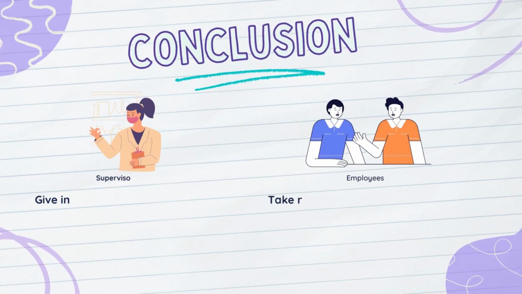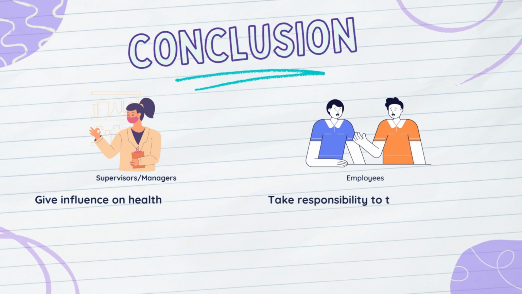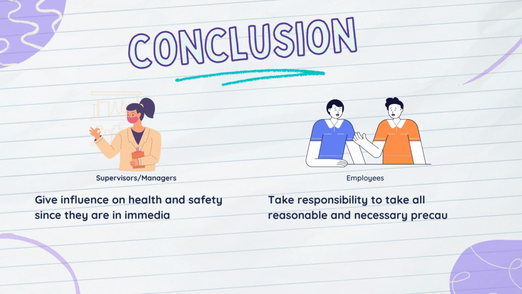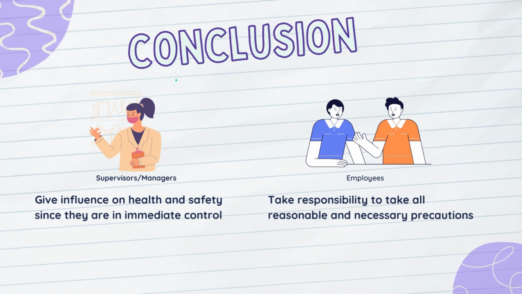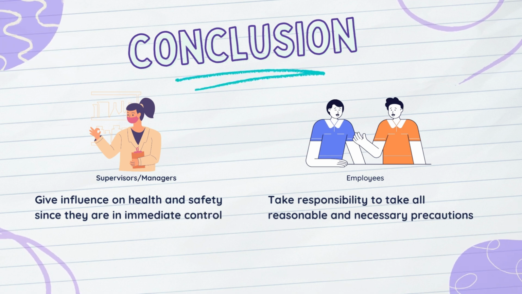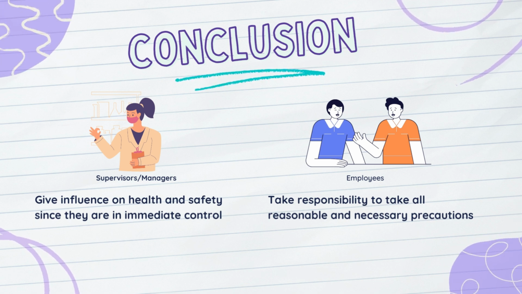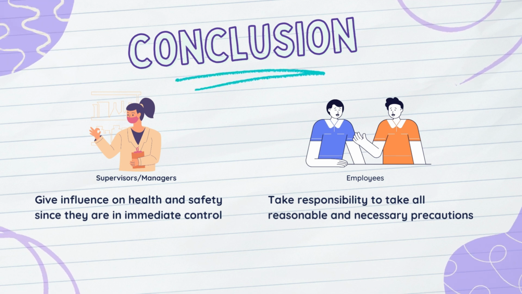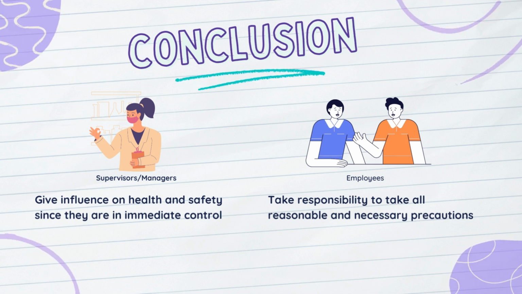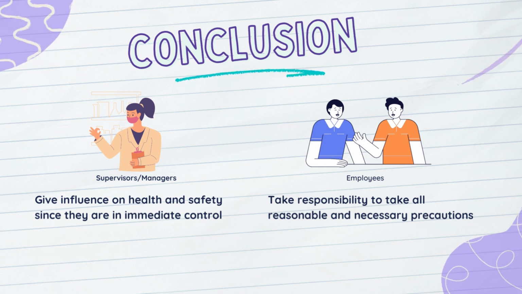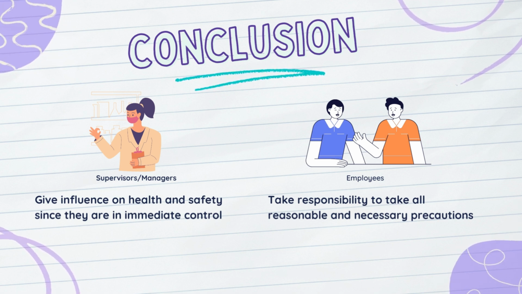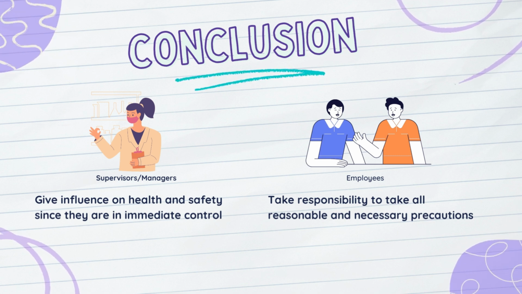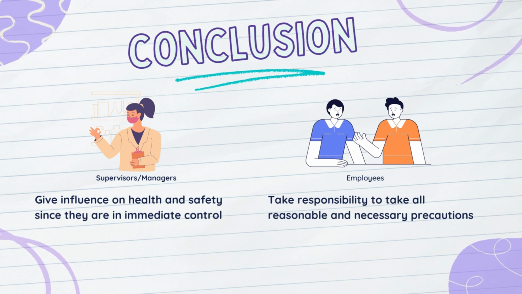In conclusion, managers or supervisors can give influence on health and safety since they are in immediate control, and it is up to them to keep a constant watch for unsafe conditions and take immediate actions. Besides, employees have a responsibility to take all reasonable and necessary precautions to ensure their health and safety, and that of anyone else who may be affected by their work or activities. They are required to use all materials, equipment, devices, and clothing that are provided by the employer.